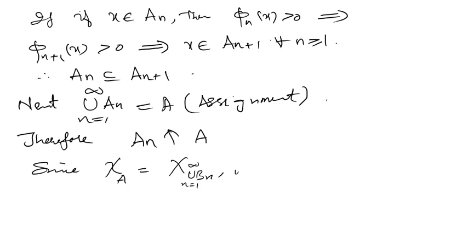Where this Bn is equal to An minus An minus 1. A1 is B1, A2 is B2, and Bn is equal to the set difference of An minus the union of A1 up to An minus 1. Since it is an increasing sequence, the union of A1, A2, up to An minus 1 is equal to An minus 1, so we don't need to write this. Now it's correct.